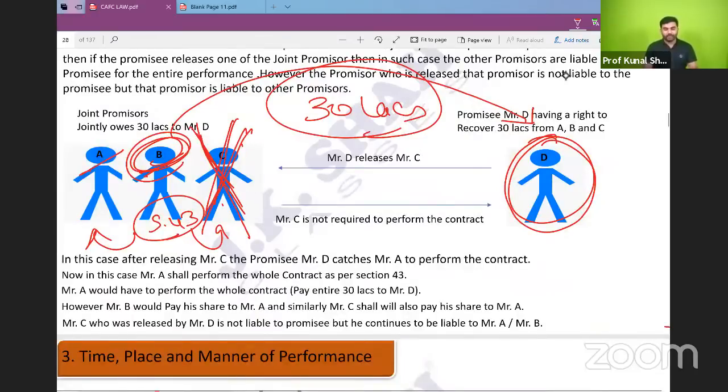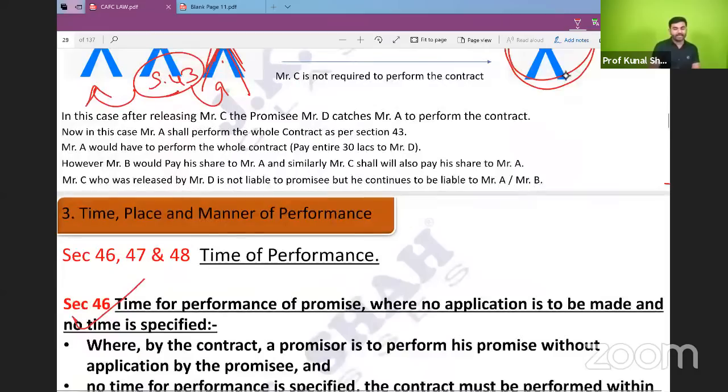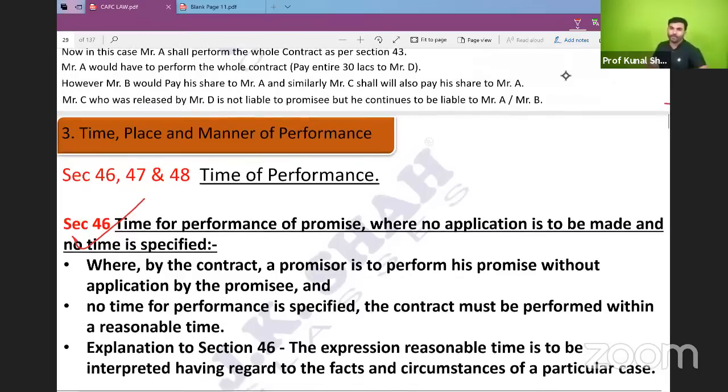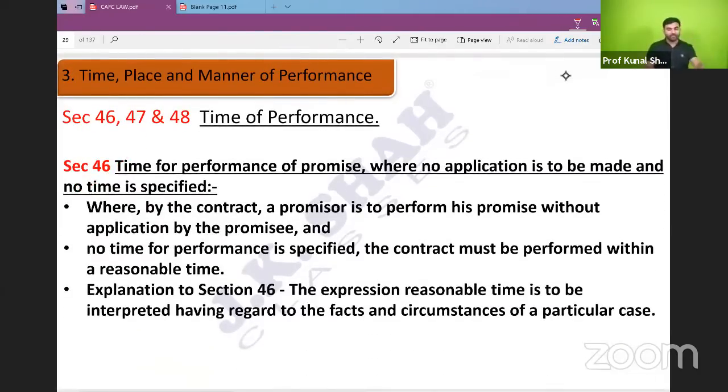The next part talks about time, place, and manner of performance. So there are three things to be studied over here. First, we need to understand the time of performance. Then we need to understand the place of performance. And then we need to understand the manner of performance. Let us first understand time of performance. The concept of time of performance is given under sections 46, 47, 48. So henceforth, whenever I talk about time of performance, the very first thing which should run in your mind is sections 46, 47, 48.